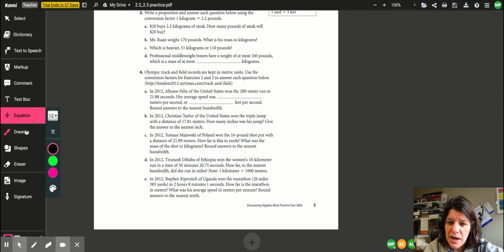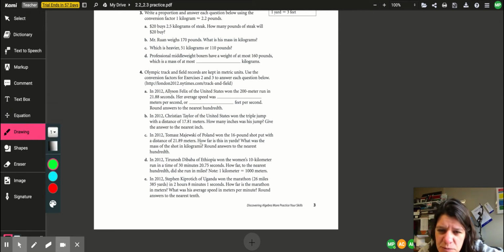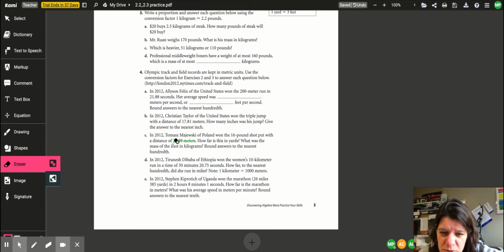I think one of the things we have to do is pay attention to what our cues are and what things are giving us information. So for B here, we know that this person has won a 16-pound shot, the 16-pound shot put with a distance of 21.89 meters. And maybe that's terrible to look at.